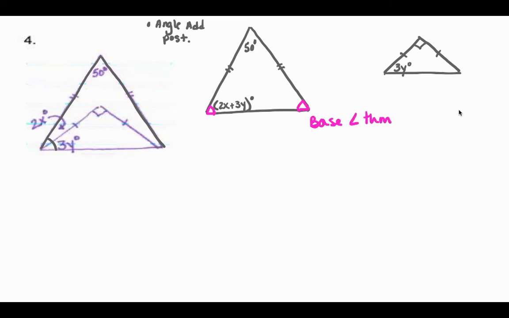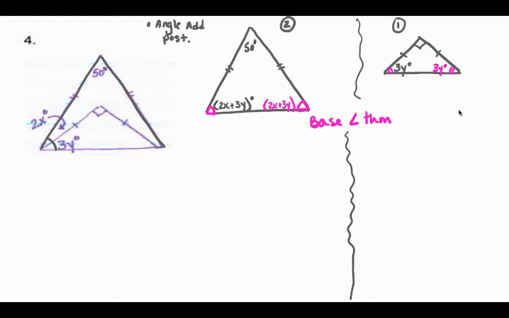So that means that in the larger triangle, the other side is also 2x plus 3y. And in our smaller triangle, our 3y is going to be on the left and the right side. So we're going to use the base angles theorem for both of those. We can only solve an equation with a single variable, so we're going to deal with the smaller triangle first and then the larger triangle second.